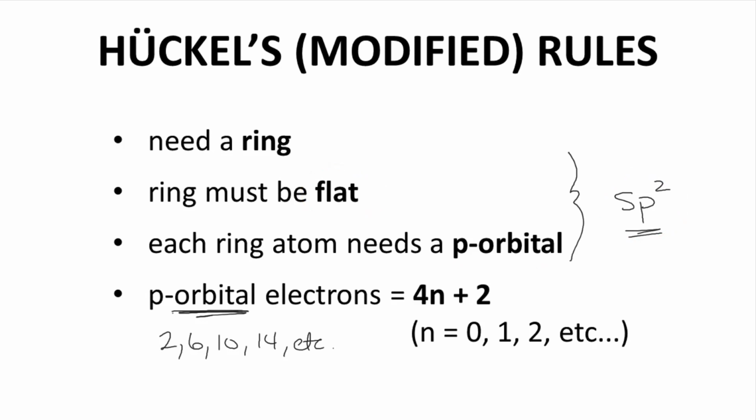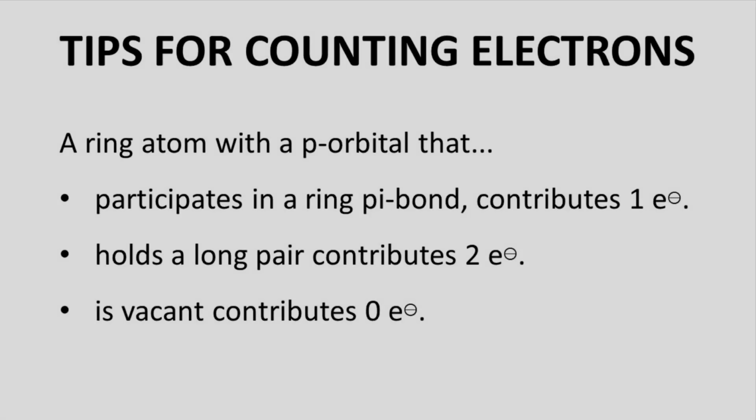Note that in order to determine whether a ring is aromatic, you must be very comfortable with determining the hybridization of atoms. If you cannot correctly assign hybridization, then assigning aromaticity will be a struggle. Here are some quick tips for handling ring atoms. Atoms in an aromatic ring will fall into 3 categories, with each category determining how many electrons that atom contributes to the 4n plus 2 calculation.